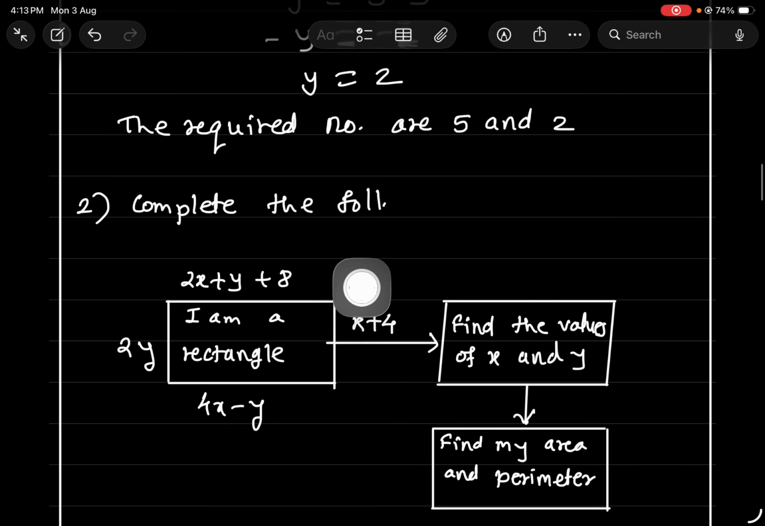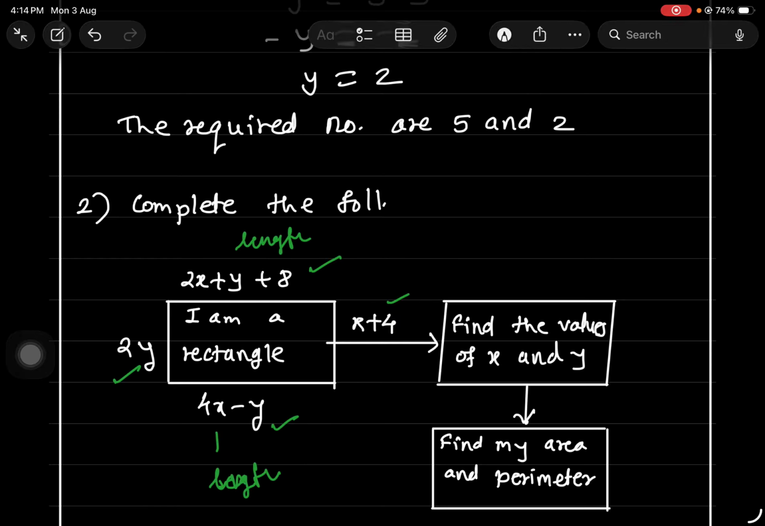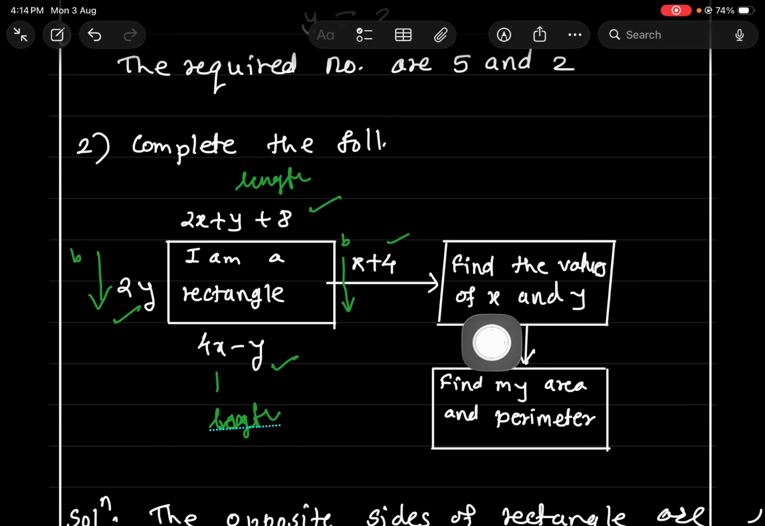Very simple. Now next, complete the following. This problem is given. See here, it is a rectangle. This side is the length, one length is here and this is another length. This is the breadth and this is the breadth. Find the values of x and y. After solving this we'll get x and y, and then find the area and perimeter of the rectangle.